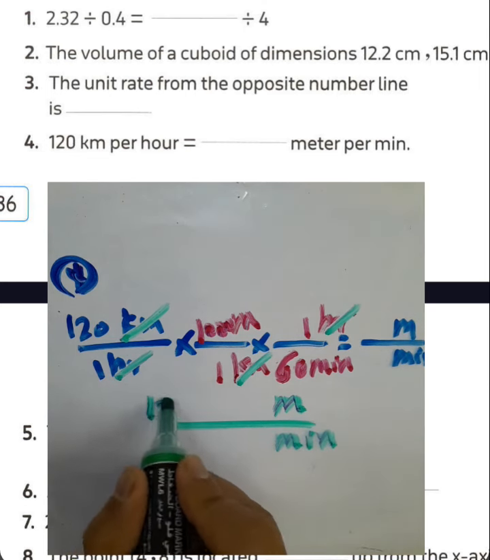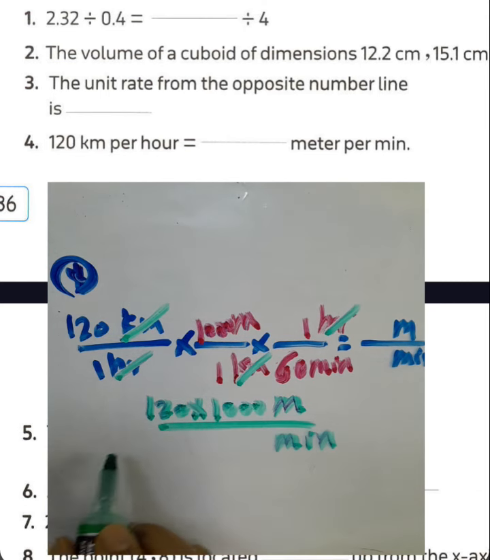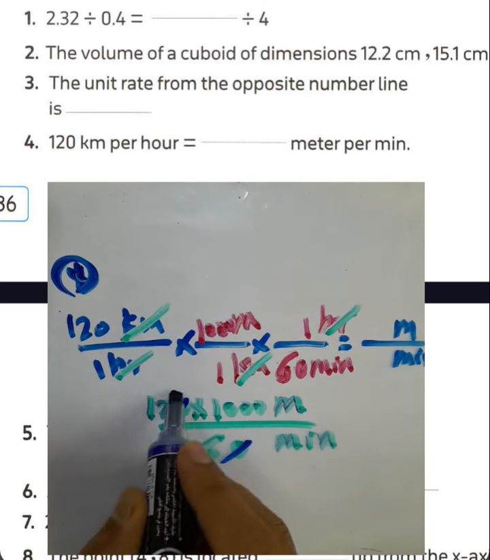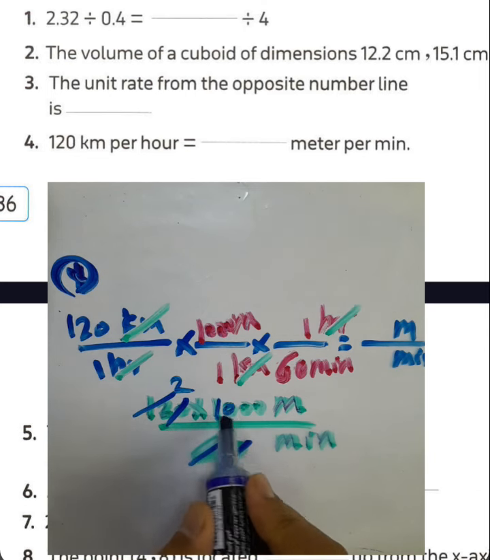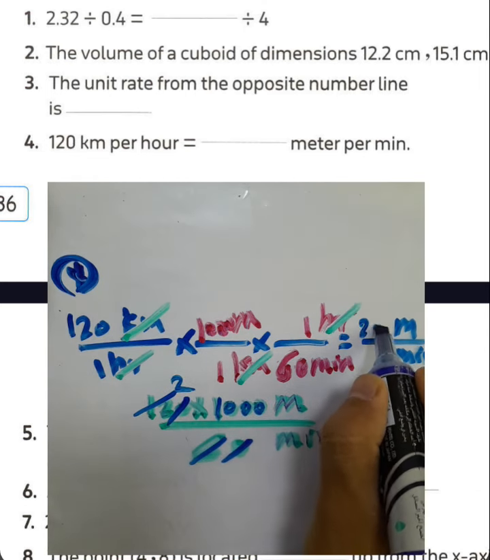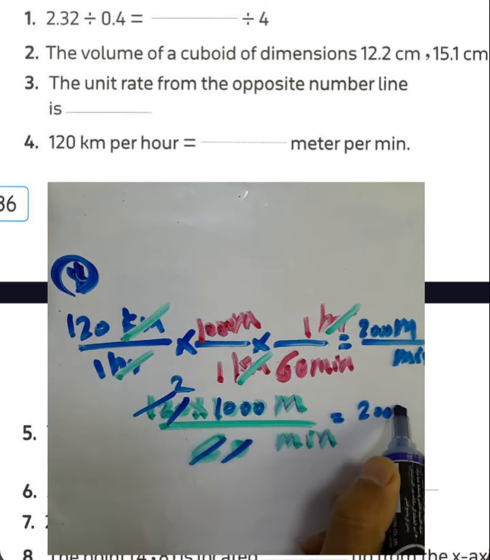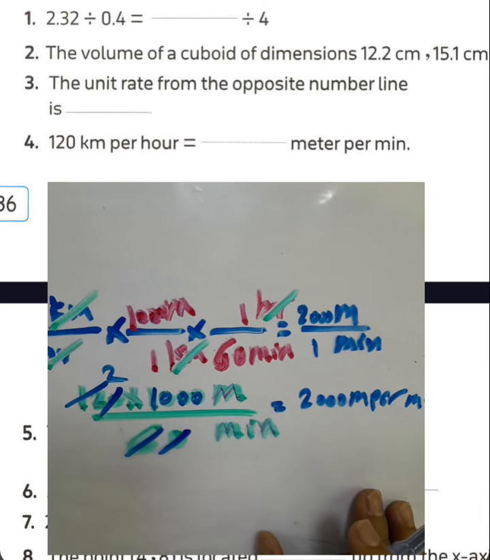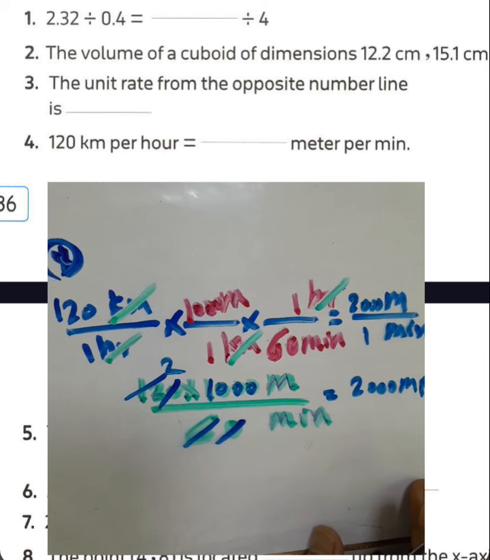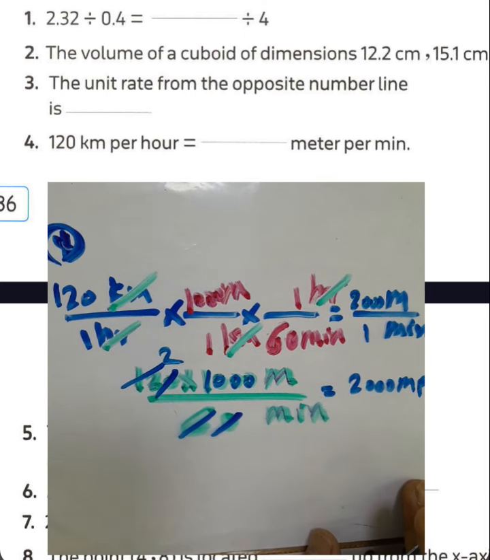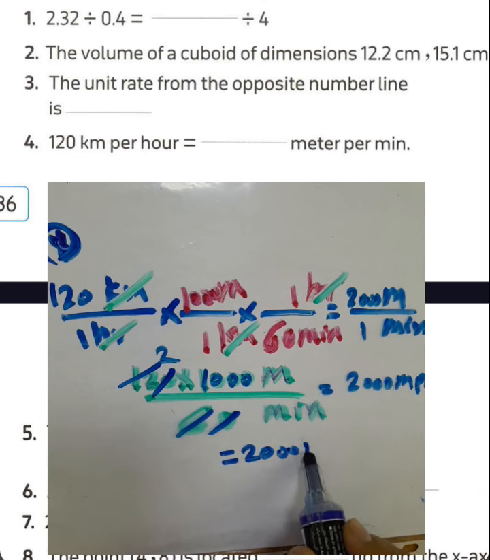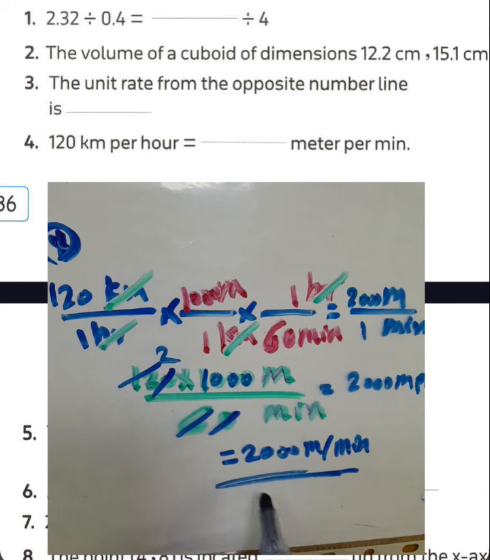120 times 1000 over 60. You can cancel 0 by 0, and 12 divided by 6 equals 2. 2 times 1000 equals 2000, right? The result will be 2000 meters per minute. Okay, the result will be 2000 meters per minute. Okay, write 2000.